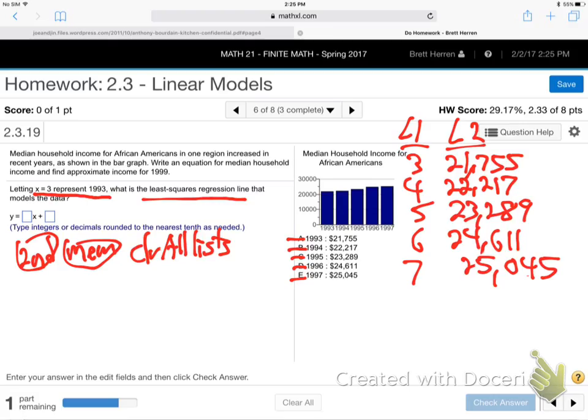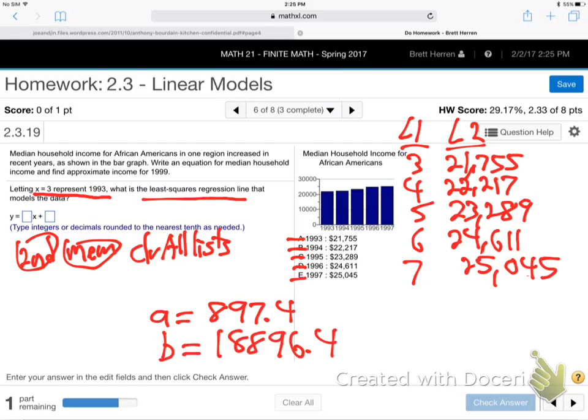I'm just going to move on to the next part. Is that okay? It would just be the same thing. Enter that in your graphing calculator and ask it to find the linear regression best fit line. Anybody already got it? I can type the answer. I got A as 897.4 and B as 18,896.4. Anybody else getting that same thing? Good.